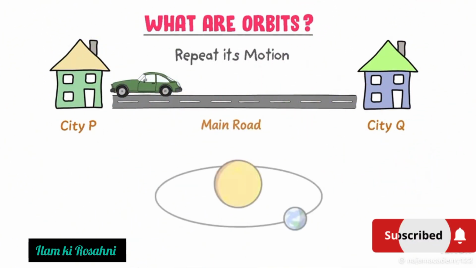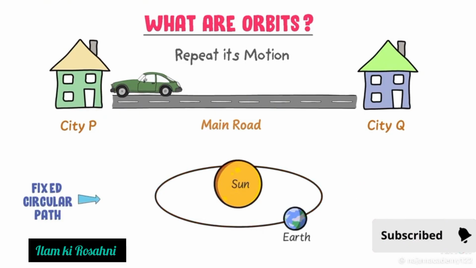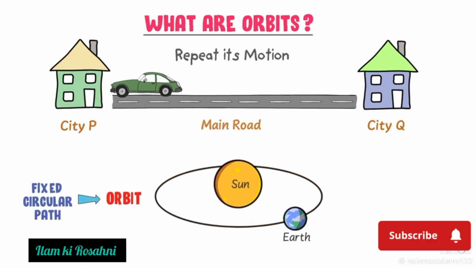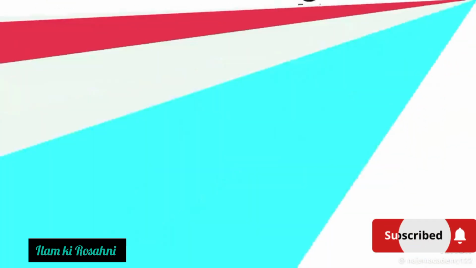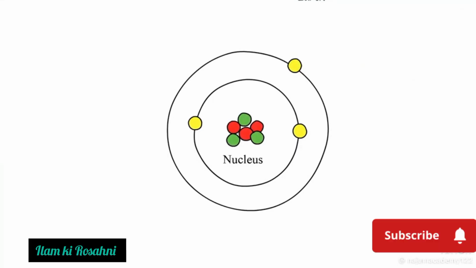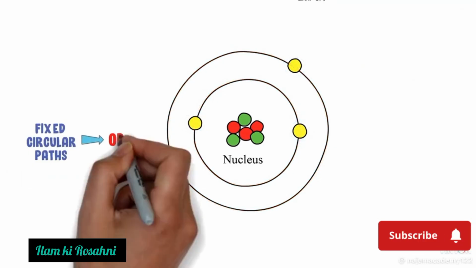Now consider the solar system. We know that all planets like the Earth revolve around the Sun on a fixed circular path. This fixed circular path of the Earth is called an orbit. The Earth doesn't change its fixed circular path, so we say that the Earth also repeats its motion over the same circular path or orbit. Now consider an atom. Just like planets, electrons also revolve around the nucleus over fixed circular paths. We also call these fixed circular paths orbits.